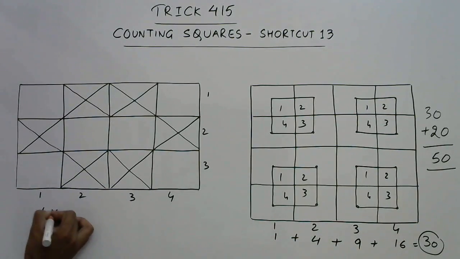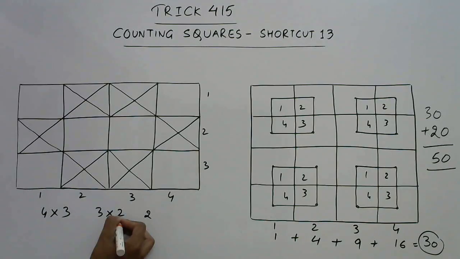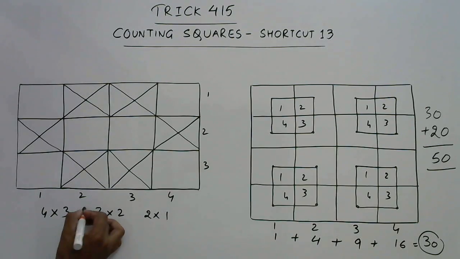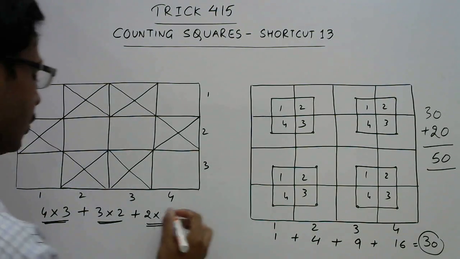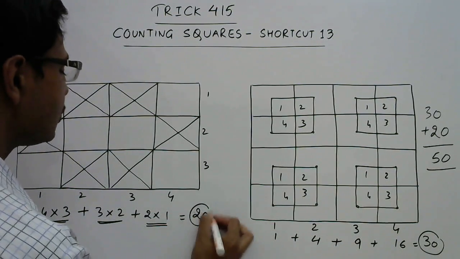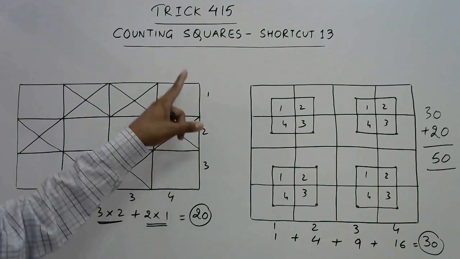So what we do is, this is a 4 by 3 matrix. So 4 into 3, then reduce this by 1, reduce this by 1, 3 into 2, then again reduce this by 1 and reduce this by 1, 2 into 1. Now we cannot reduce it further because this will become 0. So add all these products, this will become 12 plus 6 plus 2. So 12 plus 6, 18 plus 2, 20. So we have 20 squares in this large matrix.